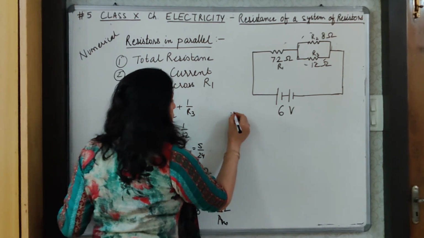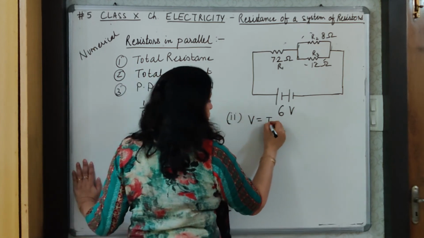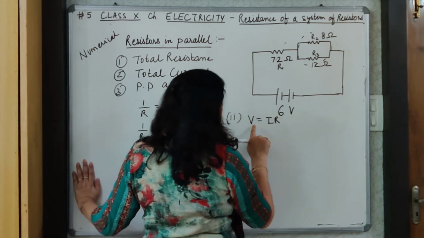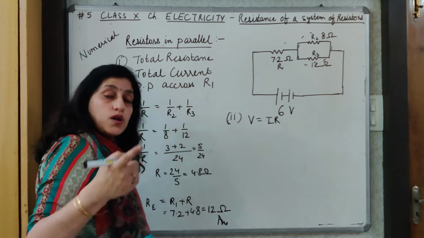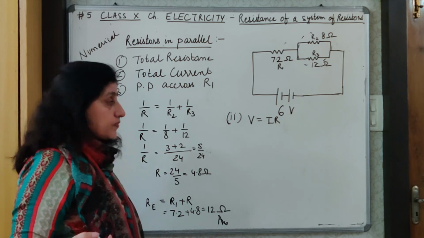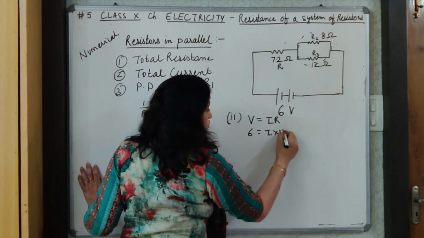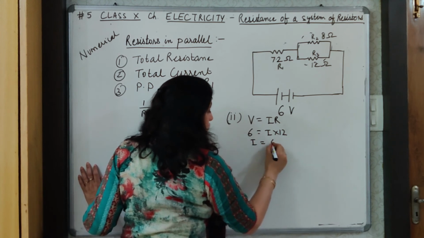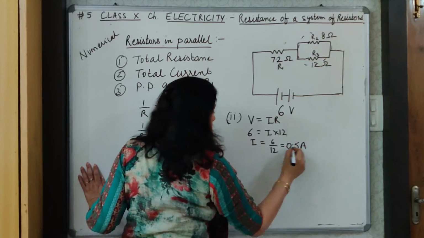The second part asked is the total current. Here we will use V is equal to IR. V is 6 and R we have found out as 12. For total current we require total resistance. So 6 is equal to I into 12. I is equal to 6 upon 12 is equal to 0.5 ampere.